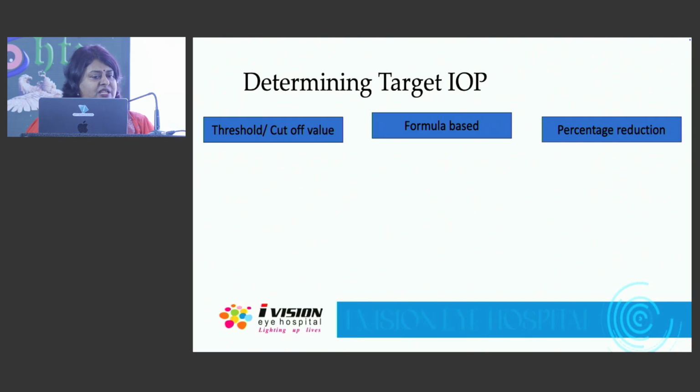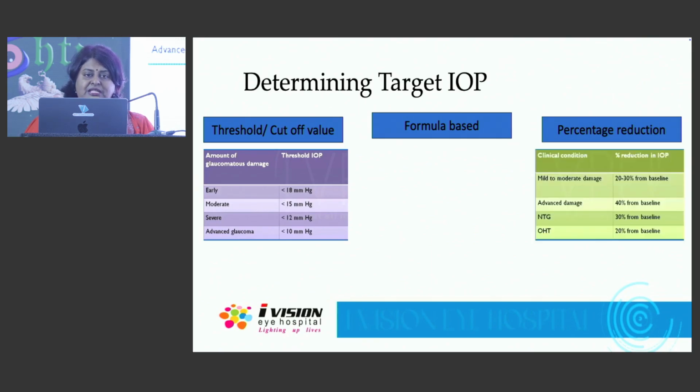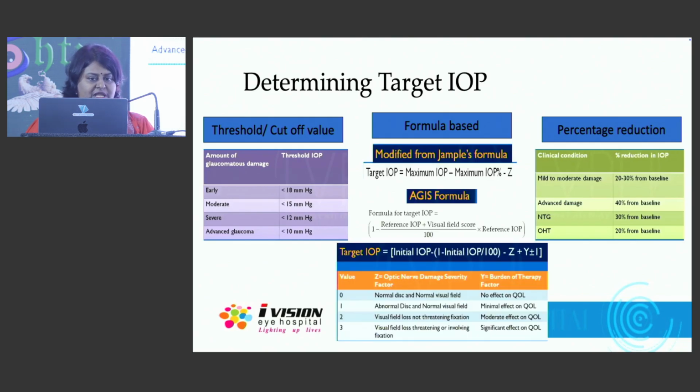So how do you achieve a target IOP? You have many methods. Threshold or cutoff value: less than 18 for early, moderate less than 15, severe less than 12, advanced less than 10. Another method is percentage reduction. Mild to moderate, you reduce by 20 to 30%. Advanced, you have to reduce by 40. NTG, you reduce by 30%. Ocular hypertension, it is 20%. And then there are formula based methods.